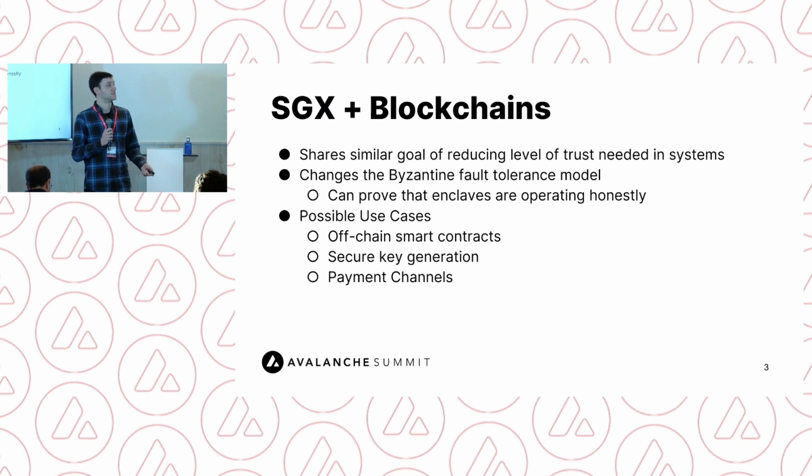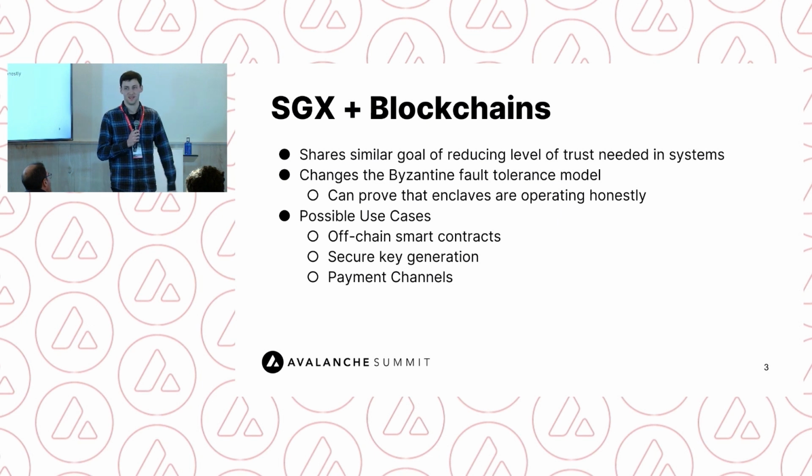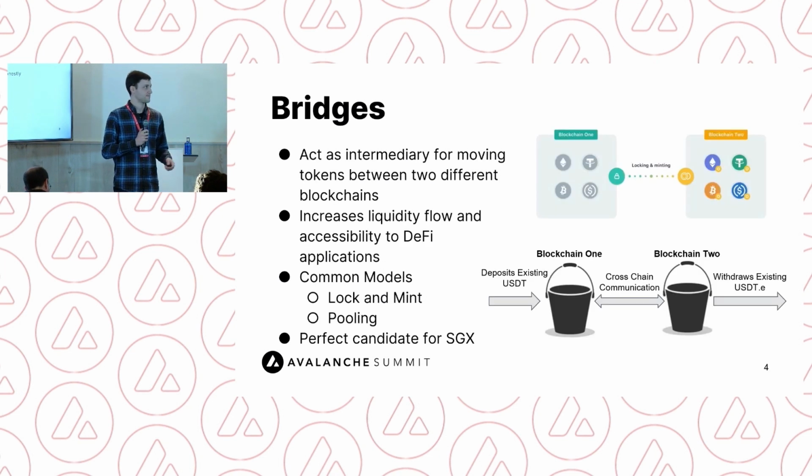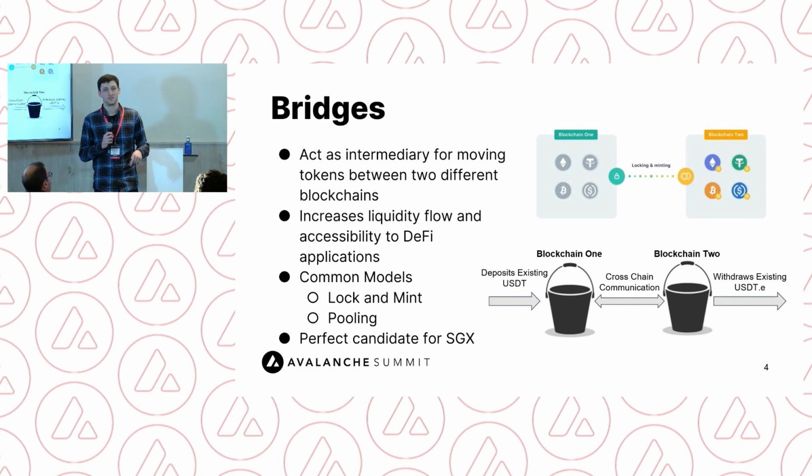And then secure key generation and payment channels. For the OGs here, I think T-Chain was the original SGX application that Goon published a paper on many years ago, even before Avalanche. And it basically describes how you could make the Lightning Network using SGX. And he can call it T-Chain. Yeah, so then how we applied SGX at Ava Labs, the first application that launched was the Avalanche Bridge.